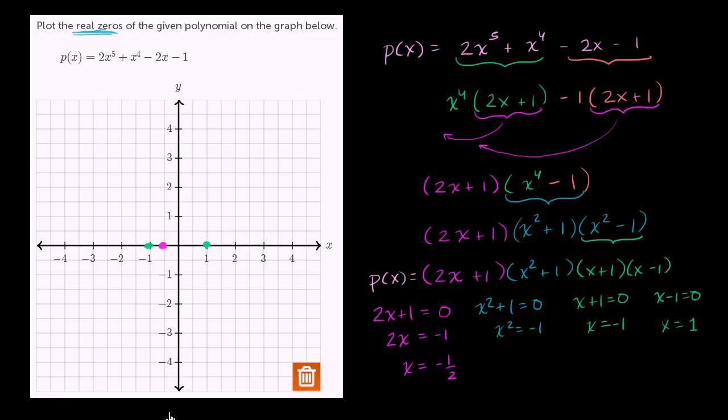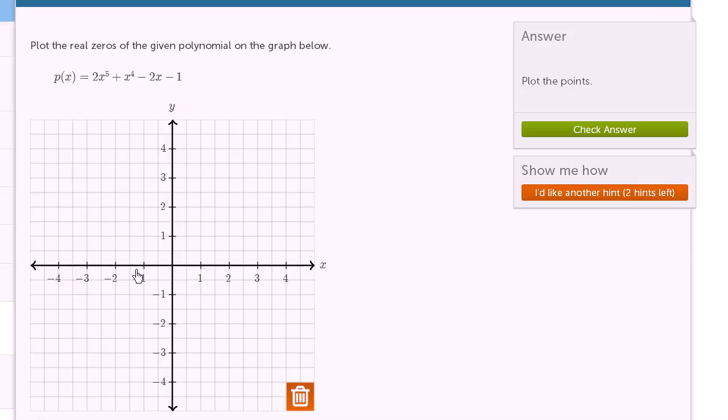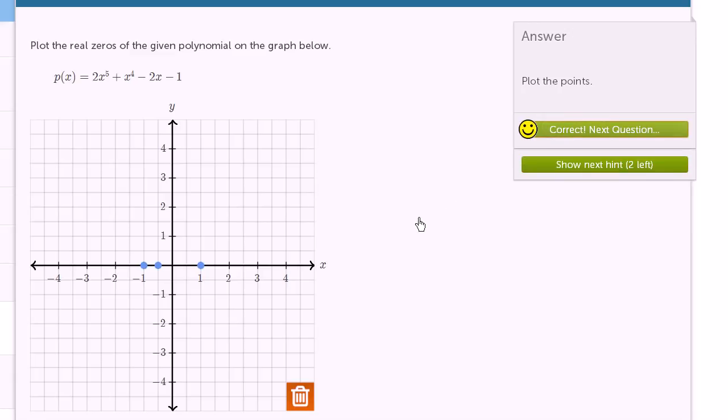And so we could plot them. So it's negative 1, negative 1/2, and 1. And we can check our answer, and we got it right.